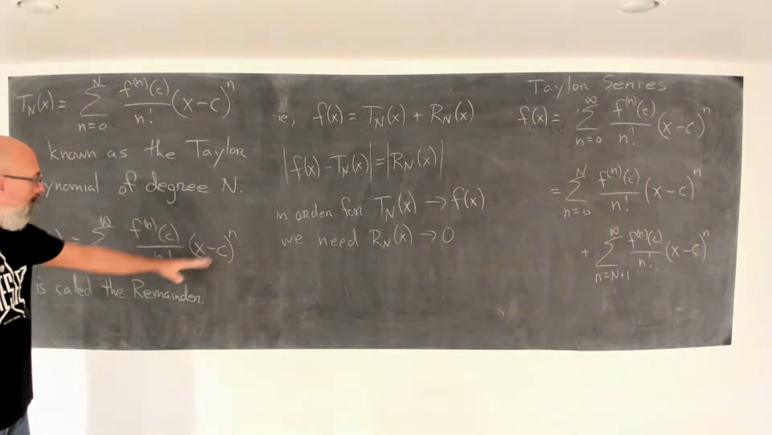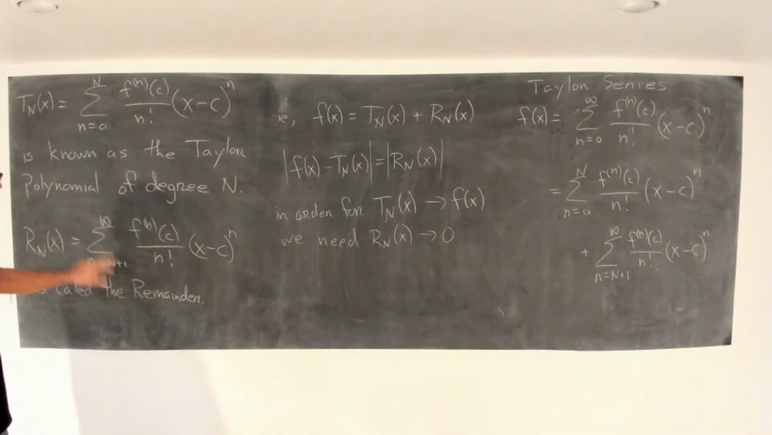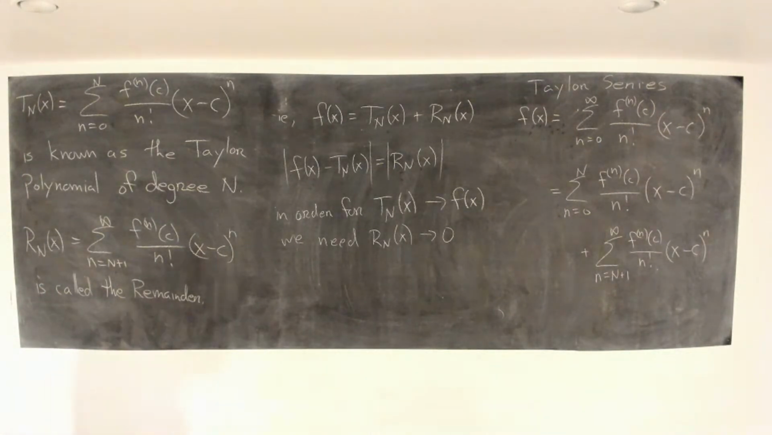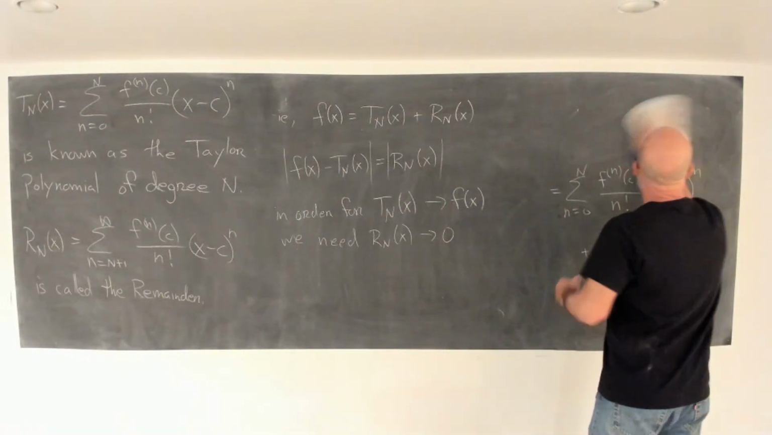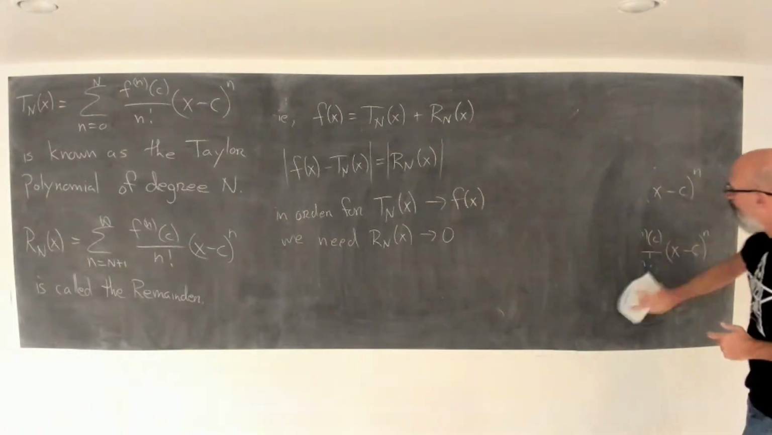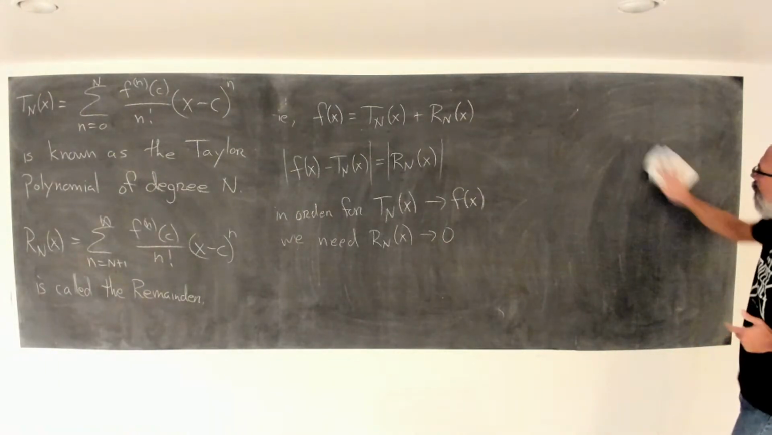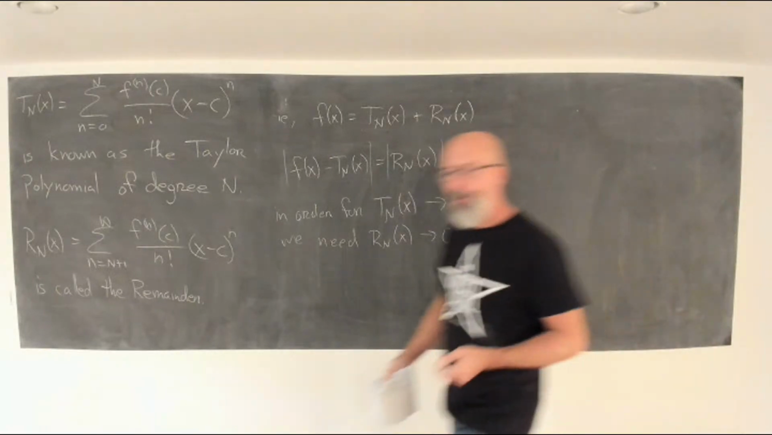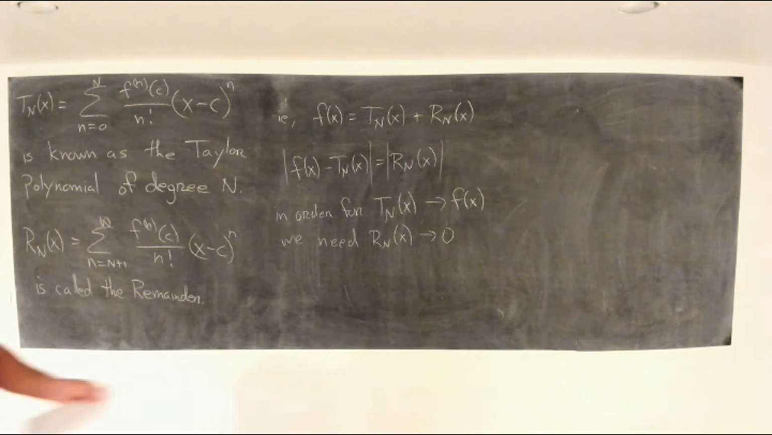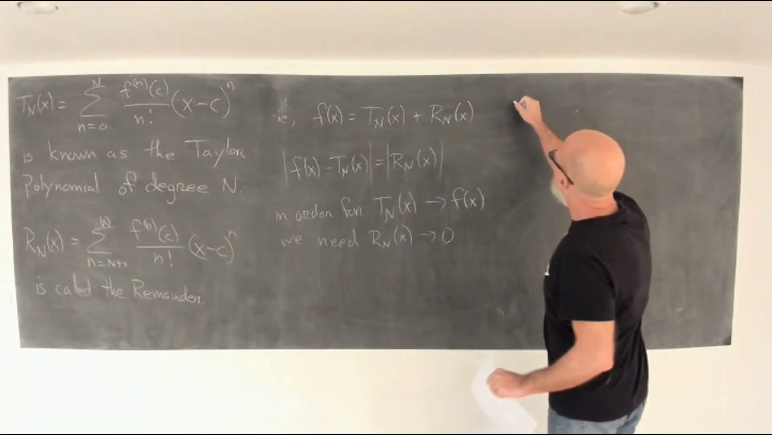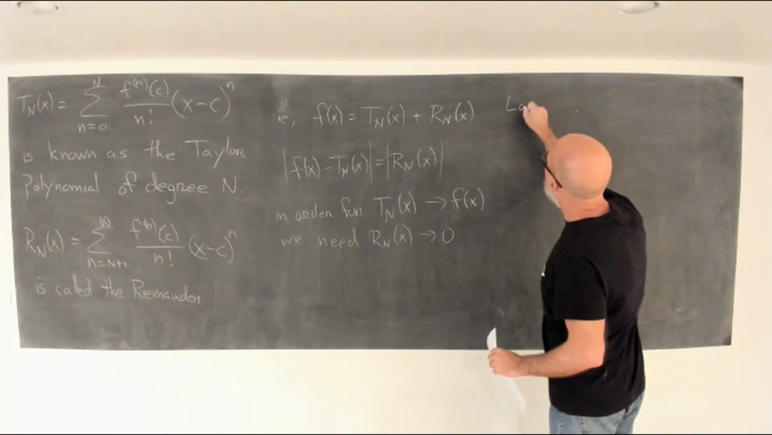Now, this remainder is itself an infinite series. But luckily, we have a very nice closed form that comes to us from Lagrange, which is really an application of the mean value theorem. So here is the Lagrange remainder theorem.